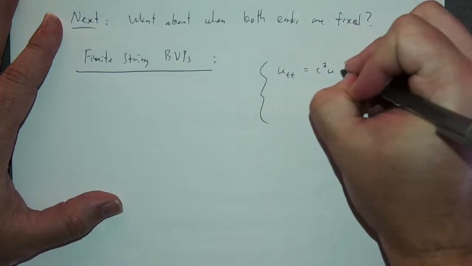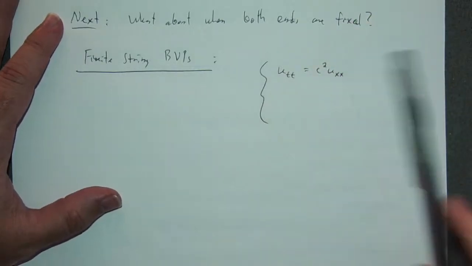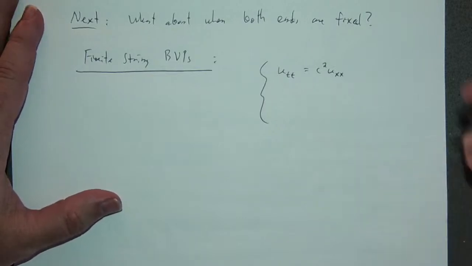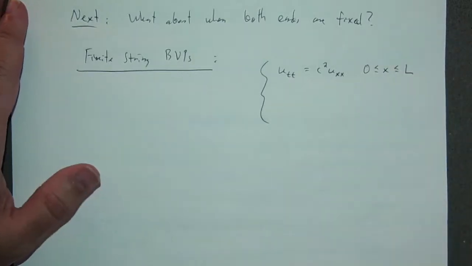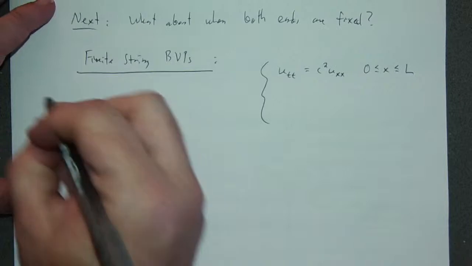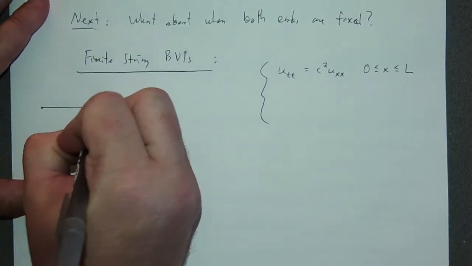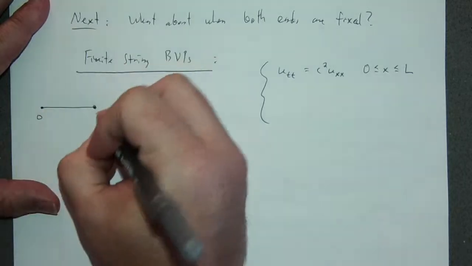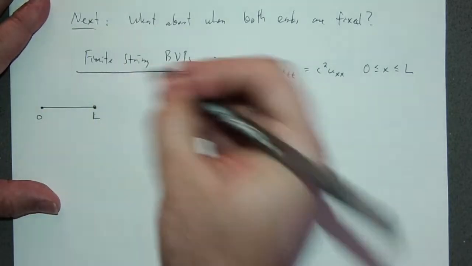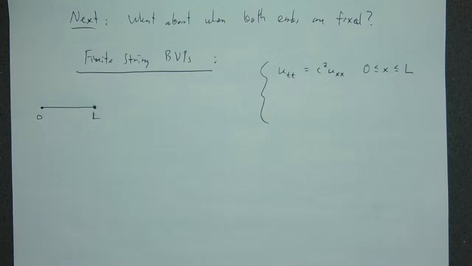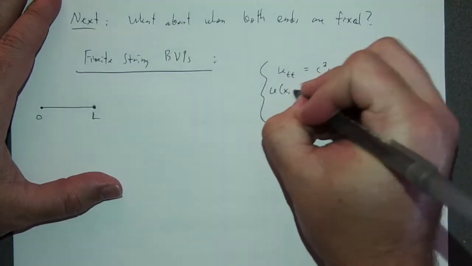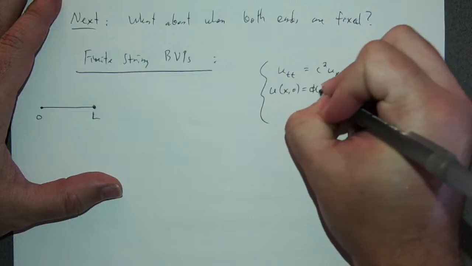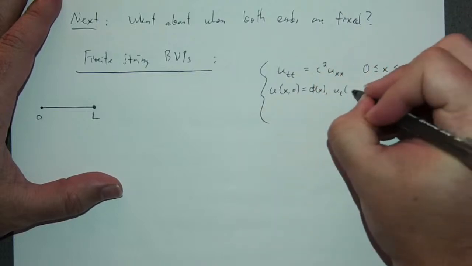So our usual 1D wave equation, there it is. Except now this is for x on some finite interval, 0 to L. So I think of my string now having fixed ends at 0 and at L. And I consider the same equation. As usual, I have initial displacement and initial velocity. So my initial displacement is phi. My initial velocity is psi.